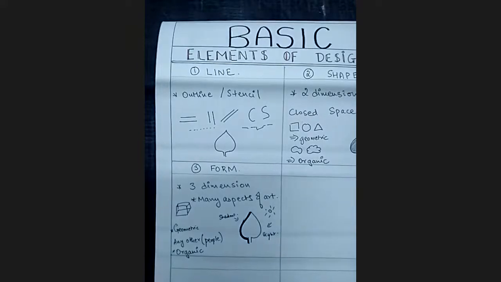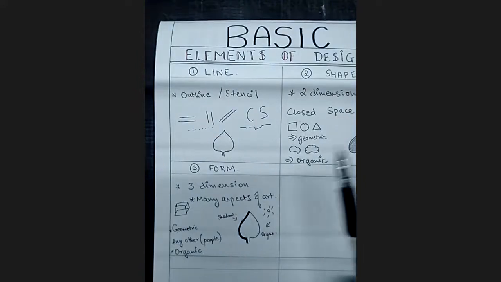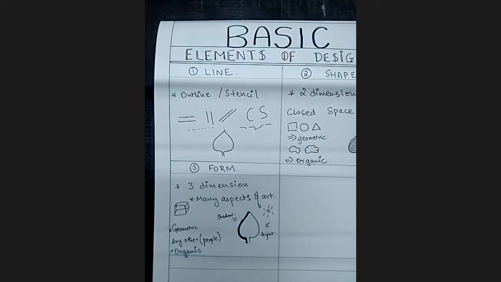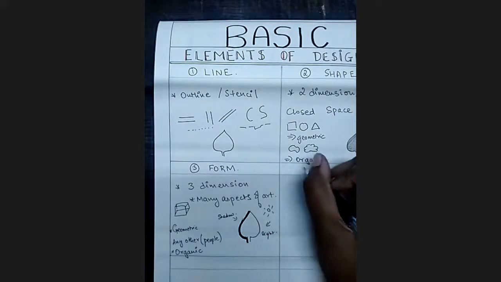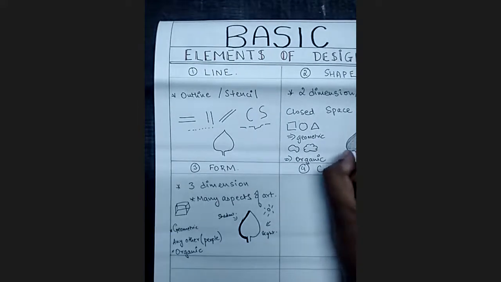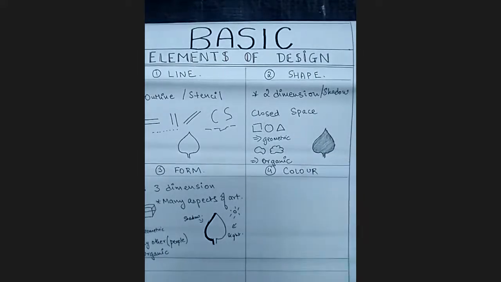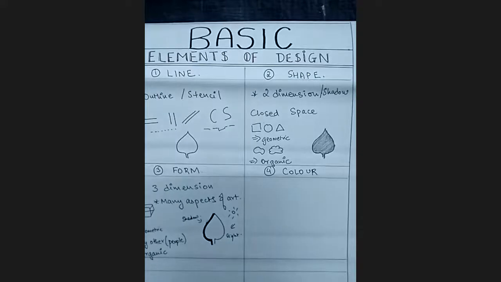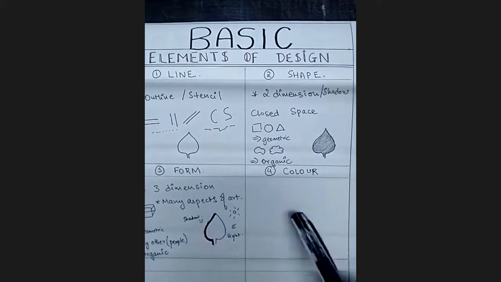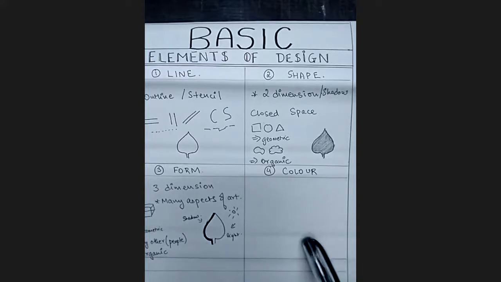Out of 6, we have finished 3 elements of design. Now we'll move on to the next one. The 4th one is color. This is the most exciting element of all of them, because all of this requires drawing. But when you think of color, you think of so many different things that are involved in this.